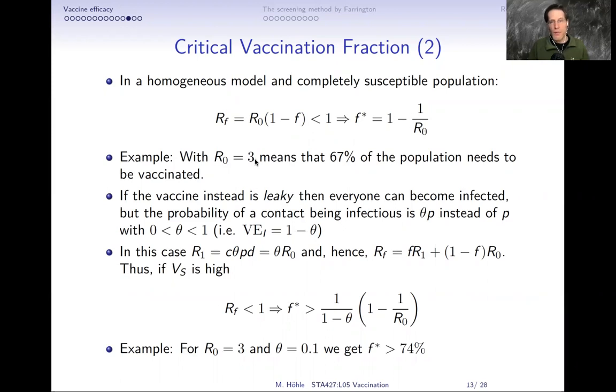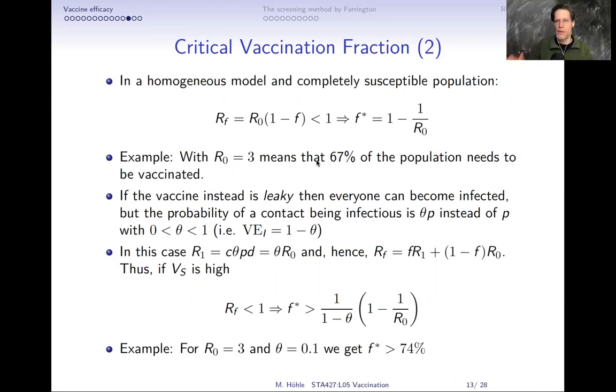So if R naught is 3, which you could say is maybe a realistic number for COVID-19 settings, it means that you need to vaccinate 67% of the population in order to achieve what is sometimes referred to as herd immunity. But what it means is that at this point your effective R naught becomes smaller than 1, and from then on it starts to decline.